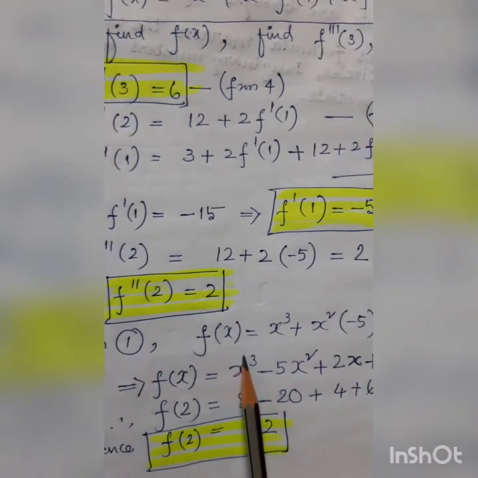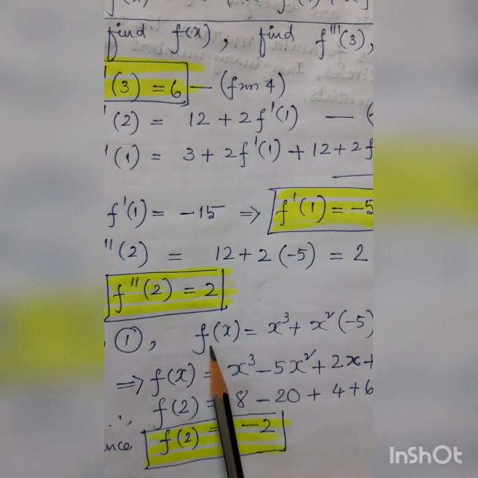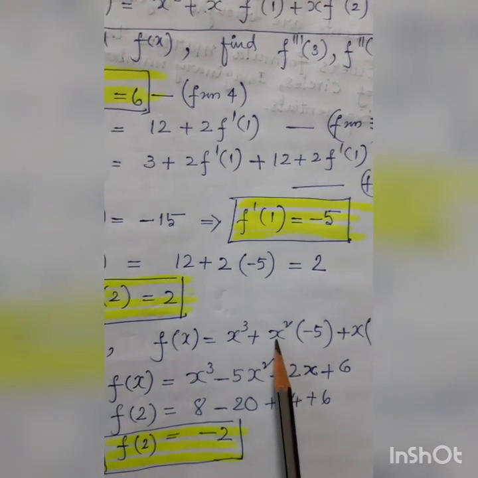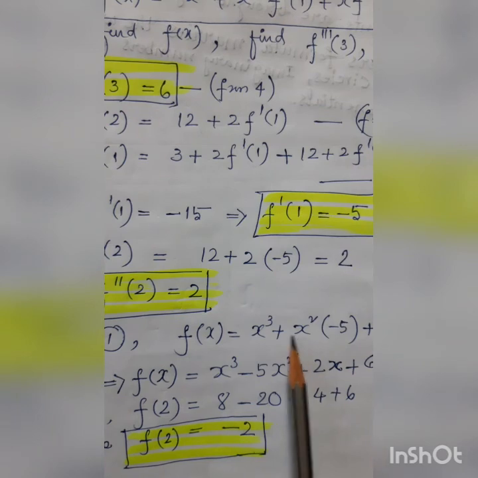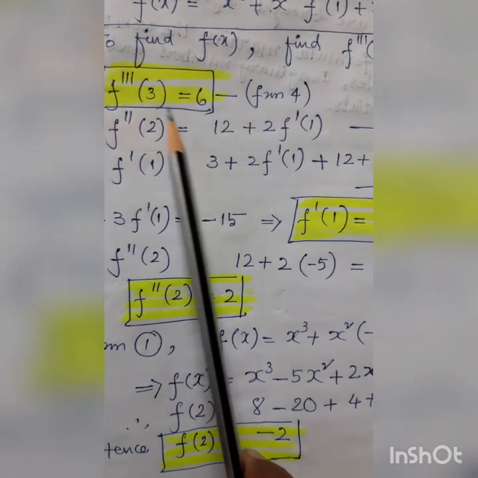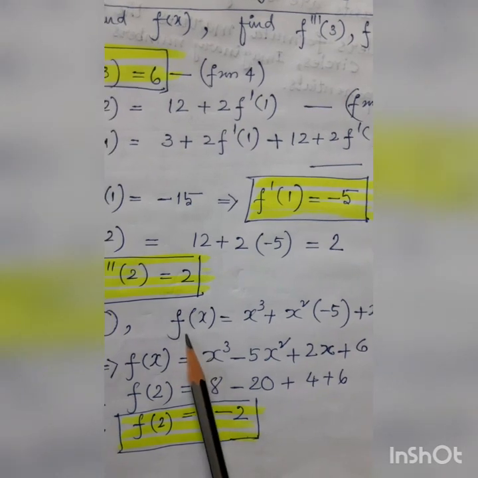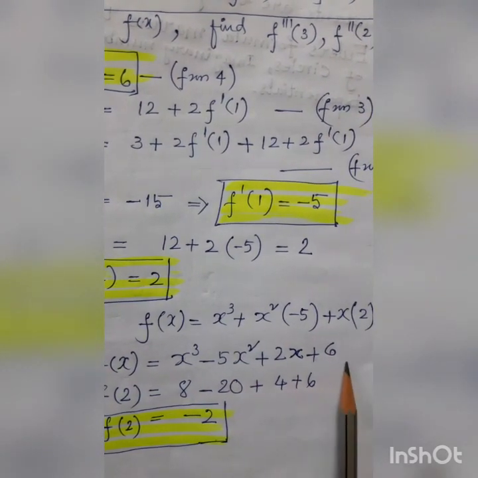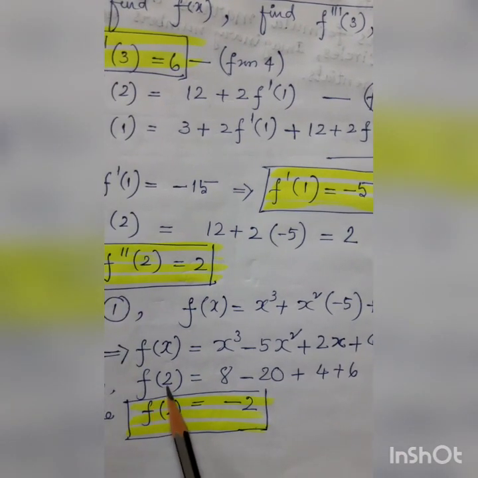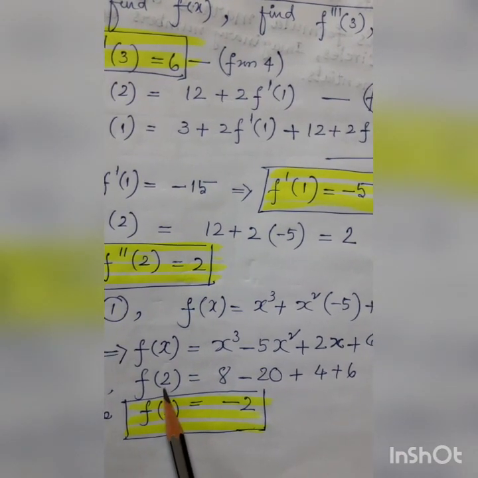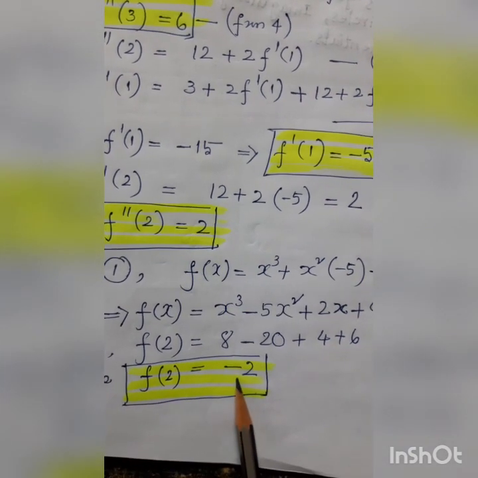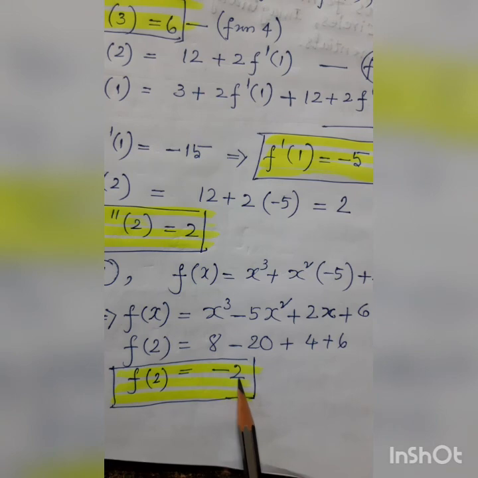From equation 1, we find the function f of x equal to x cube plus x square. We have substituted all these things: f dash 1, f double dash 2, f triple dash 3. Therefore, we got f of x equals x cube minus 5x square plus 2x plus 6. We want f of 2, which is the requirement in the question. Just substitute 2, and we get minus 2. f of 2 equals minus 2 is the right option.